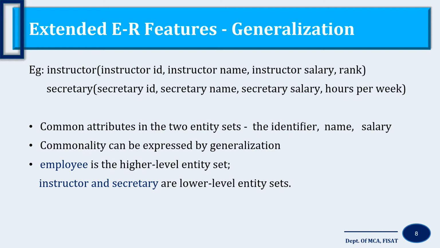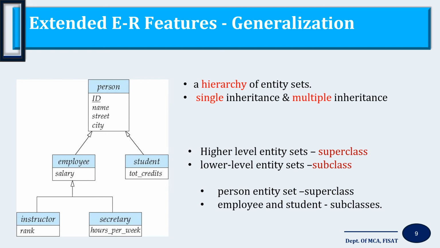Based on the commonality, we are generalizing into a higher level entity set. So this instructor and secretary, based on the common attributes, are generalized into a higher level entity set named employee. So employee will be having some attributes like identifier, name, salary, etc. Right? So this is an example for generalization. We are starting from the bottom and moving from the lower to the higher, so it is a bottom-up approach. The generalization and the specialization both can be represented using this hollow headed arrow.